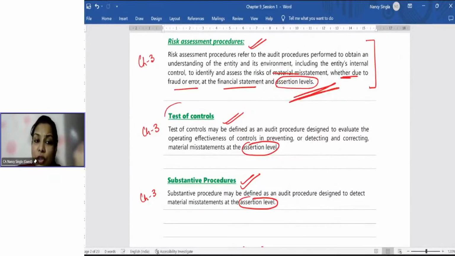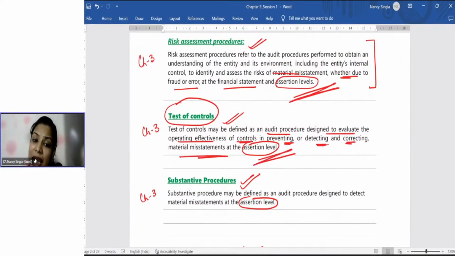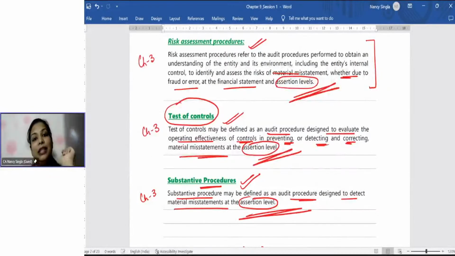Test of control क्या होता है? I hope you all remember all these things. So these are audit procedures designed to evaluate the operating effectiveness of controls in preventing or detecting and correcting material misstatement, again at the assertion level. Substantive procedures क्या होता है? These may be defined as the audit procedures designed to detect material misstatement, again at the assertion level.